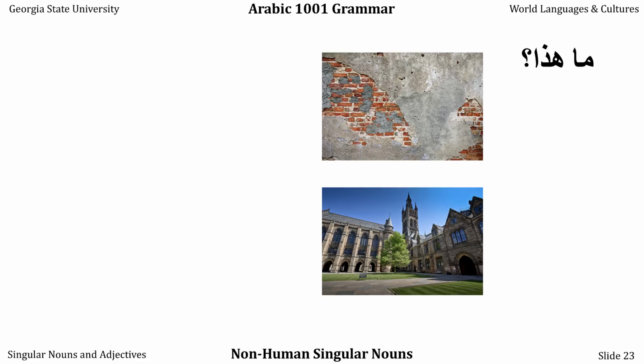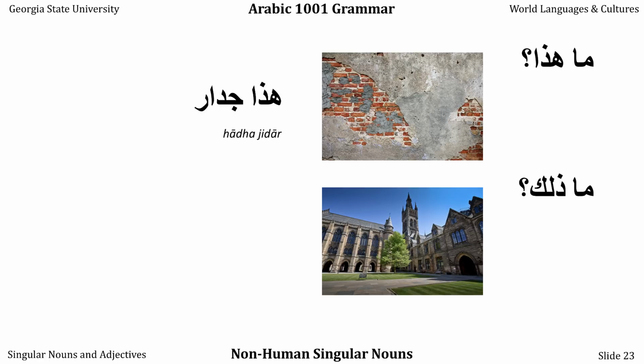I don't know what this is, so I'm going to ask. I'm going to point at it, and my friend is going to say, hadha jidar. Hadha jidar. A jidar is a wall. What gender is it? Well, it doesn't end with ta marbuta, so we know that it's masculine.